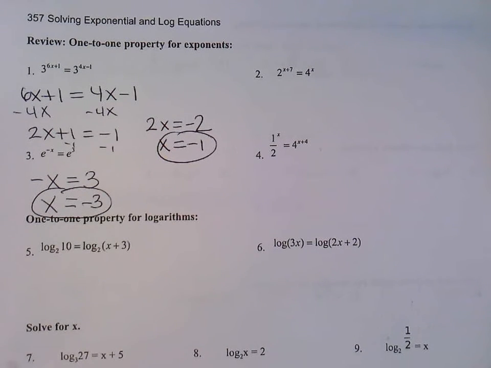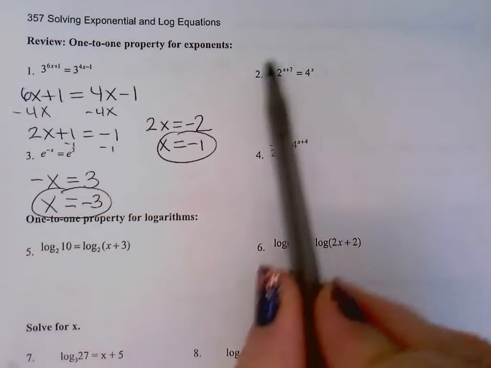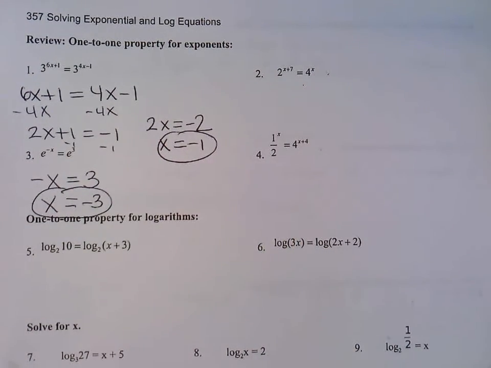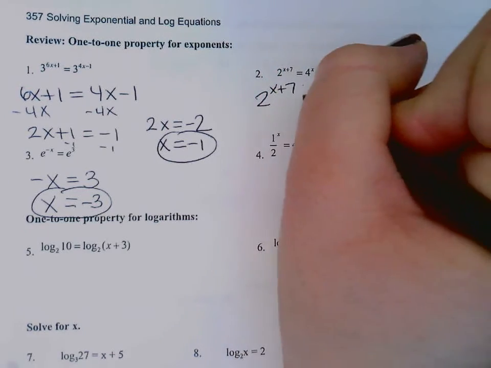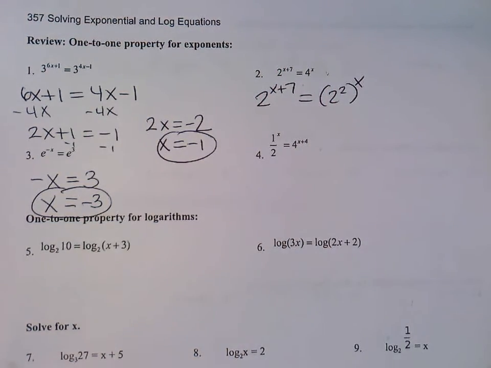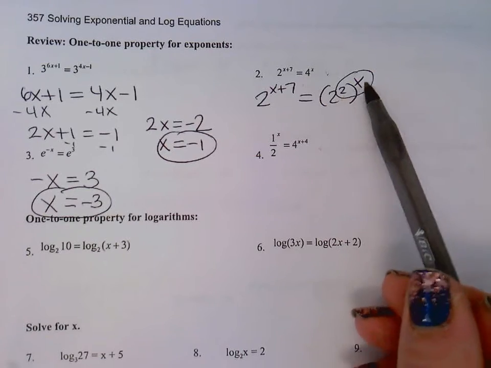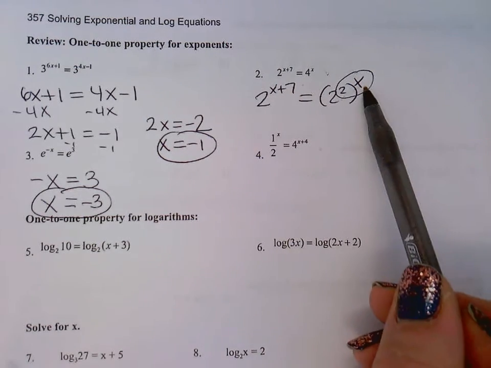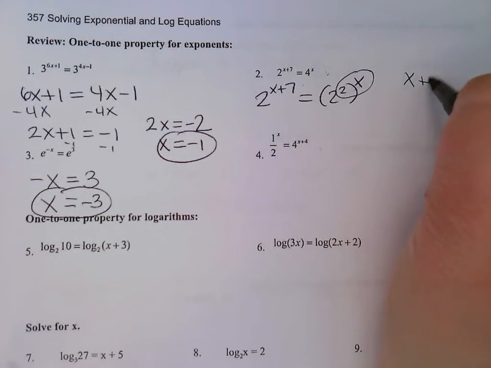So number 2 and number 4 have different terms on each side. You need to make them both into the same base. So you need to know what power family they come from. They both happen to come from the 2 family, both up here and down here. If not, it might be the 3 power family or the 4 power family. You need to change 4 to the x into a power of 2. So you've got 2 to the x plus 7, and you've got 2 squared to the x on the other side. And the rule when you distribute exponent powers is you multiply. So this is really 2 times x.